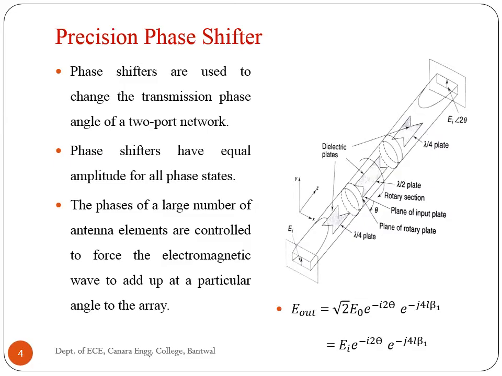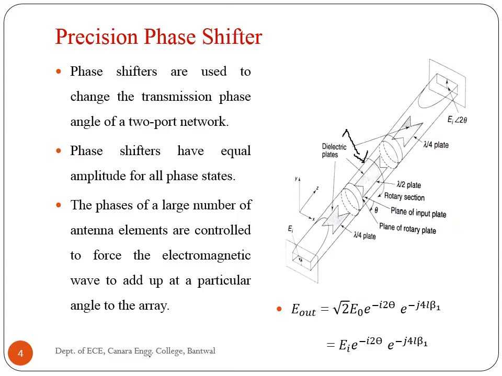Precision phase shifter. Phase shifters are used to change the transmission phase angle of a two-port network. Phase shifters have equal amplitude for all phase states. A precision phase shifter can be designed as a rotary type, as shown in the figure. This uses a section of circular waveguide containing a lossless dielectric plate of length 2L, called the half-wave section.